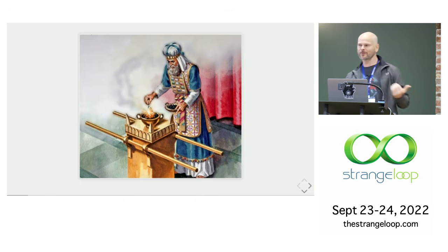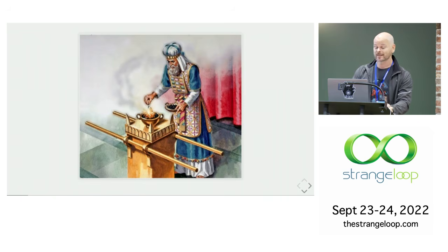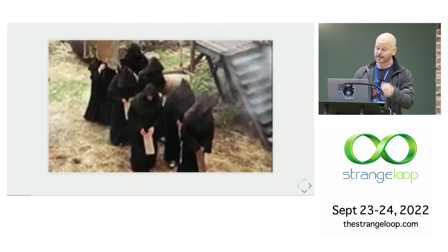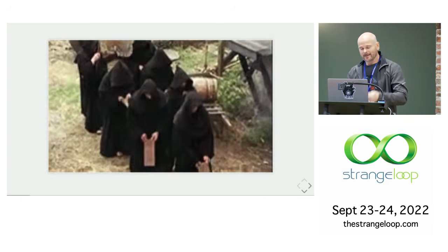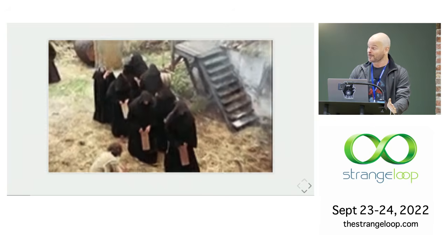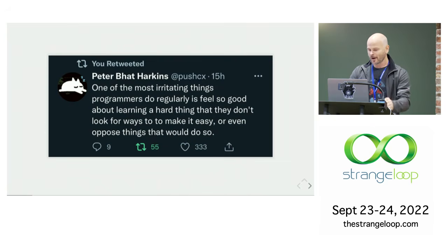And this is how we came to think of ourselves, right? That we're special, that we can make it work. But the truth is we were less priests like this than we were monks like this, hitting ourselves in the head, right? But the problem is, as Peter Harkins mentions here, that programmers have this tendency to, once they master something hard, often pointlessly hard, rather than then making it easy, they feel proud of themselves for having done it and just perpetuate the hard nonsense.